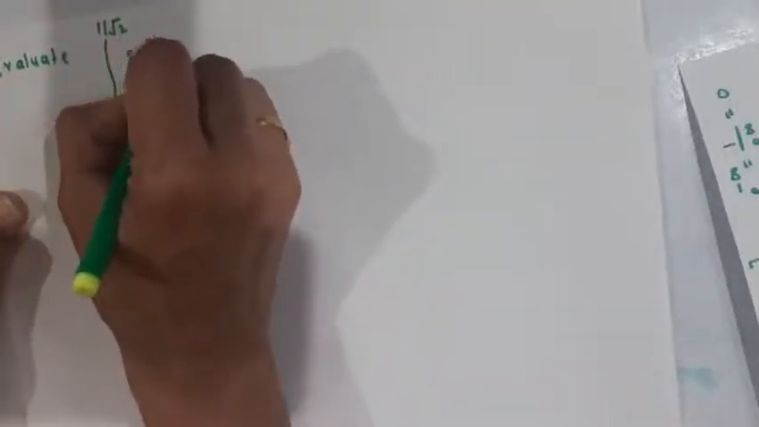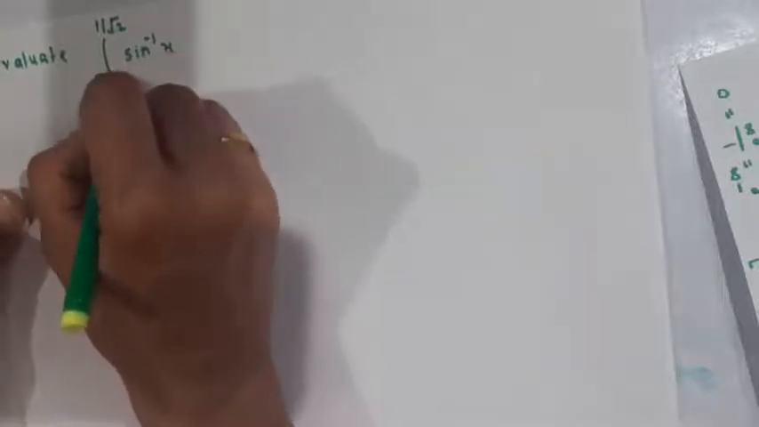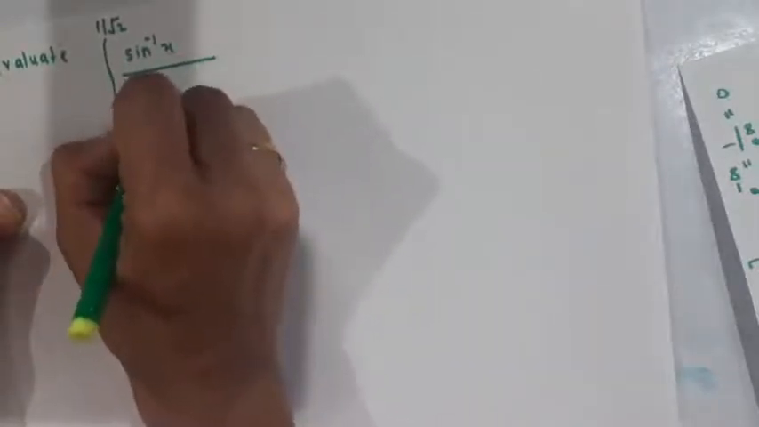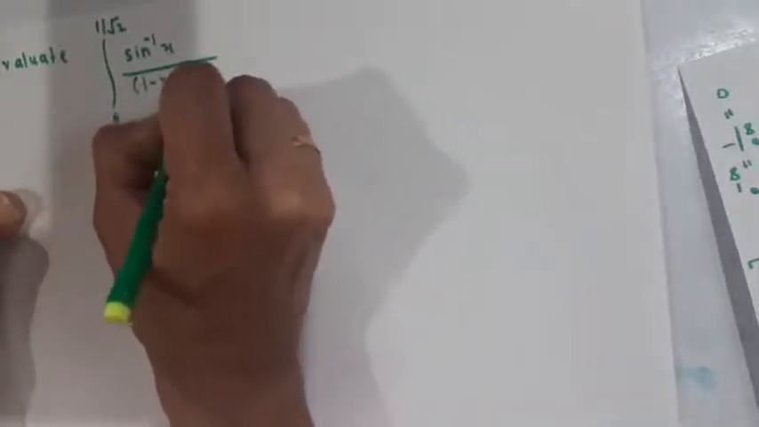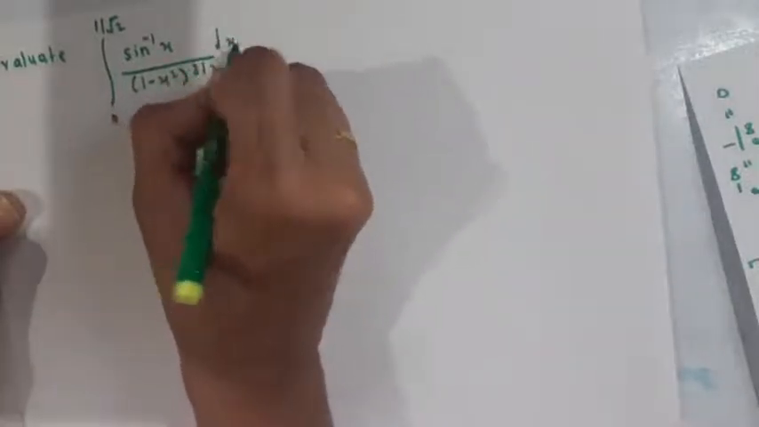Subquestion 1, evaluate the integration. Evaluate the integral with limits of integration from 0 to 1 upon root 2, of sine inverse of x upon (1 minus x square) raised to 3 by 2, with respect to x.